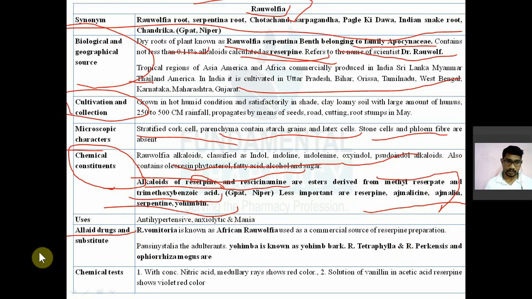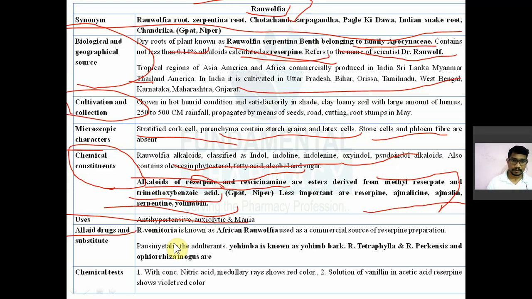What are the uses of Rauwolfia? It is used as an antihypertensive, anxiolytic, tranquilizer. It is used in treatment of mania. Why do we call it the medicine of the mad? Because it is used in the treatment of mania. That's why it is called the medicine of the mad. The roots of this Rauwolfia look like a snake, that Indian snake root.